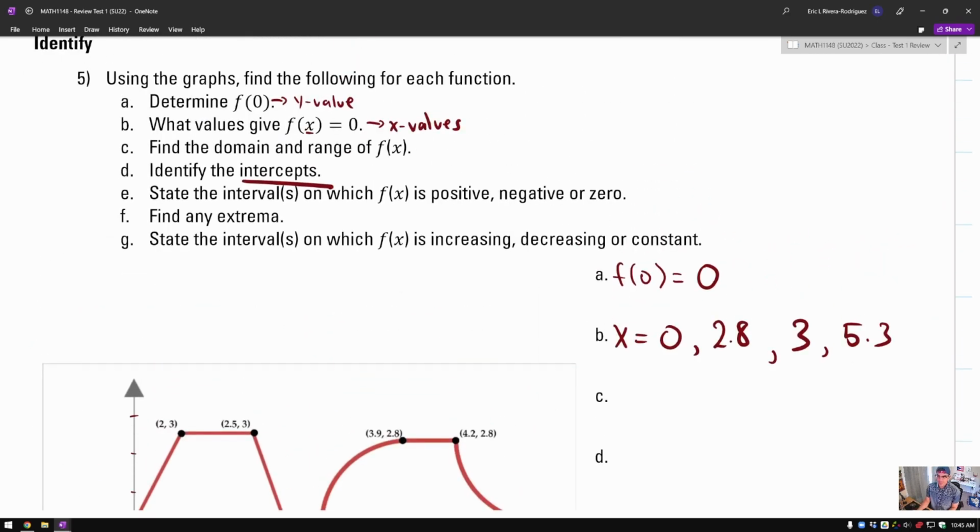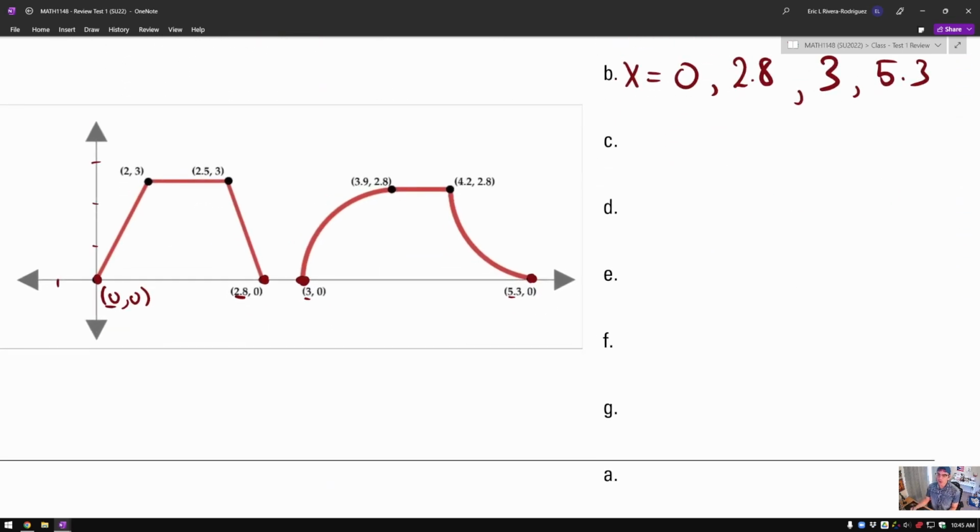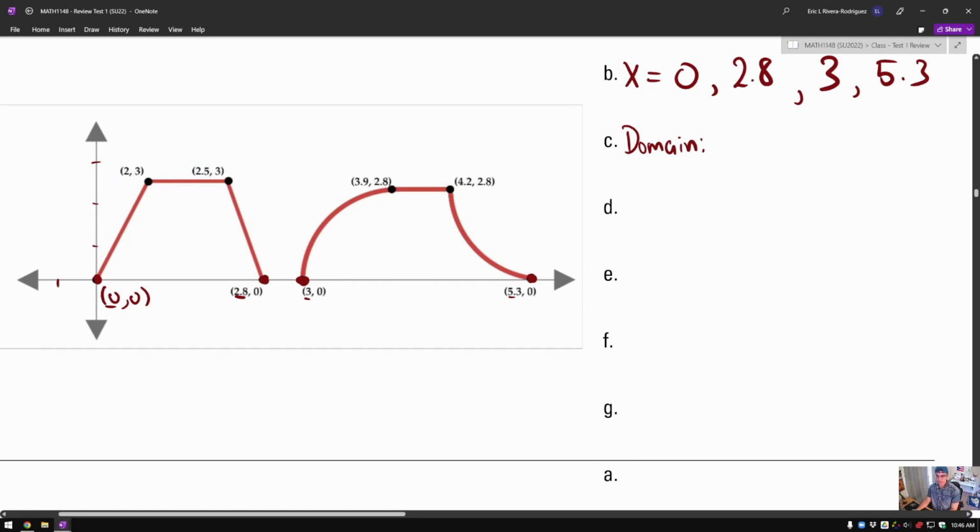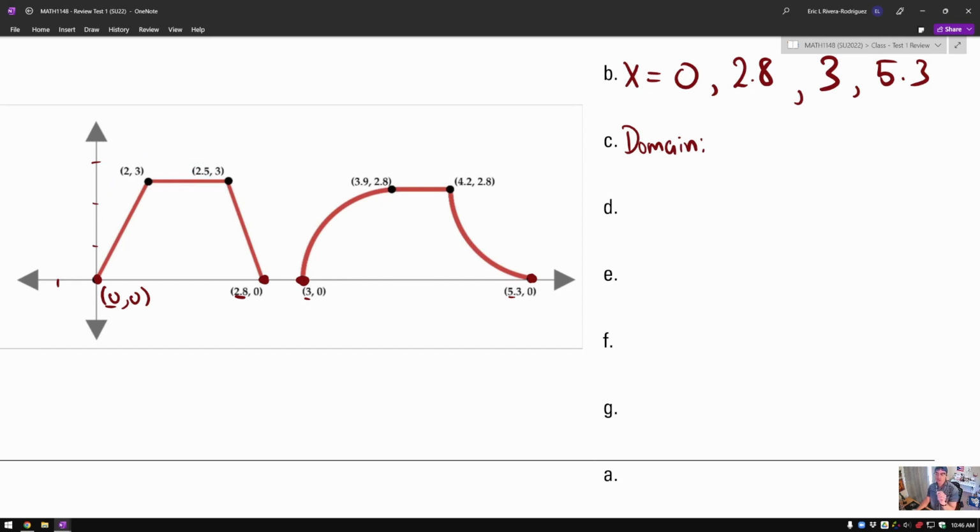Find the domain and range of f of x. So how are we going to find the domain? Domain is the collection of all the x values. Careful here. Don't confuse the coordinate notation with the interval notation. Okay? That's something that you need to be able to recognize, when we are using interval notation and coordinate notation. Okay? Domain is the collection of all the x values.